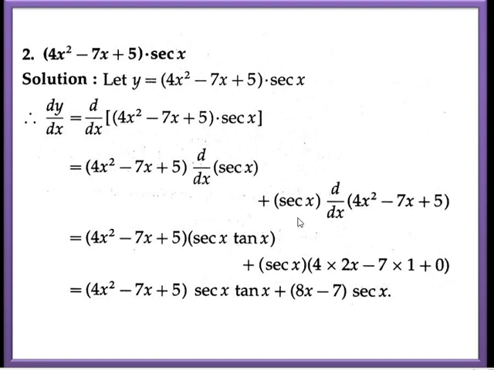Now here derivative part is over. If you want to simplify, you can simplify this further to get dy/dx as what? 4x square minus 7x plus 5 sec x tan x plus 8x minus 7 into sec x. You can write one more step. You can take sec x common from these two terms.